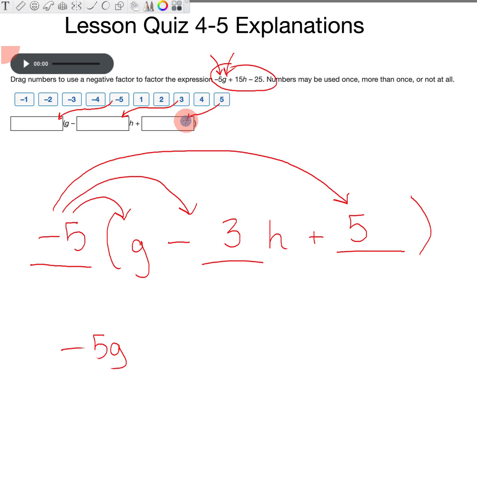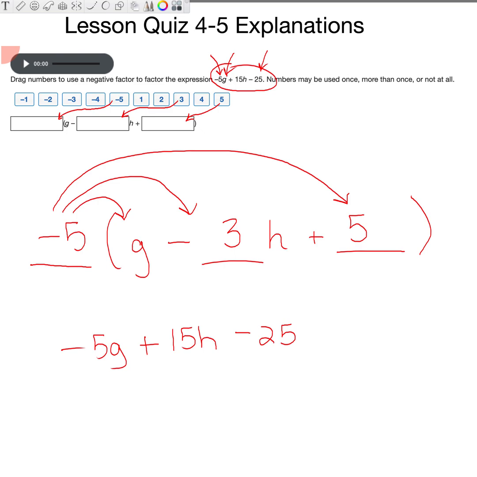So I would drag this 5 into here, and we can confirm negative 5 times a negative 3h, that's going to be plus 15h, which is what we have right there. Then I take this negative 5 and I distribute it to this positive 5, and that's going to give me a negative 25, which is what we have right here. So there we go. That one's kind of challenging just because of the format of the question. If I had asked you to just factor this, I bet most of you all would have gotten that correct. Got to be able to deal with these sort of prompts though.